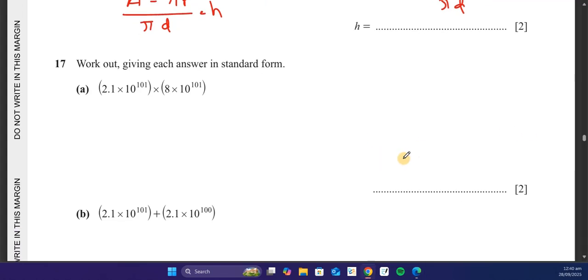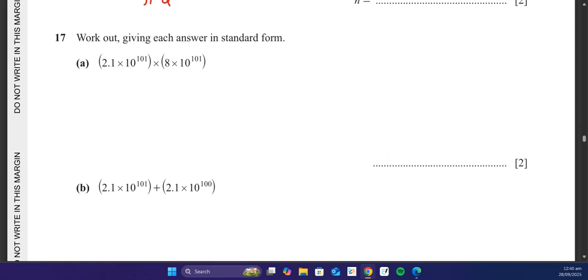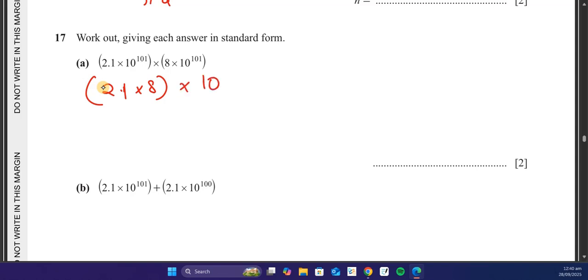Alright, perfect. Work out, giving each answer in standard form. Okay, so we need to convert these into standard form. What we're going to do is say that because the bases are the same, we could take common, could we not? So we could say 2.1 into 8, whole bracket, into 10 to the power of 101. That would mean 16.8 into 10 to the power of 101.